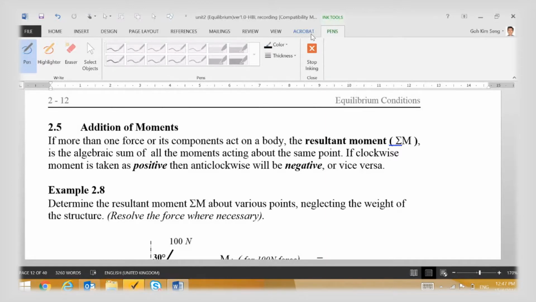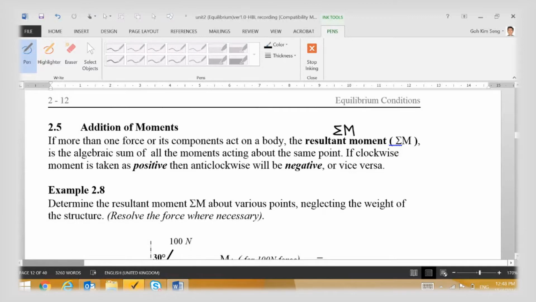Okay, in this second recording on moments, we are going to look at the addition of moments. Addition of moments is necessary when you have more than one force or its components acting on a body. When we do the addition, we call that a resultant moment, and the symbol to use is summation M. This is basically the algebraic sum of the moments, meaning you take into account clockwise moments and anti-clockwise moments, and you work to get a net value.